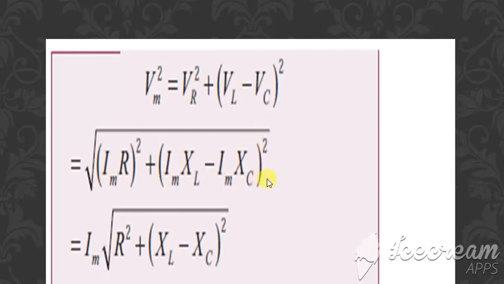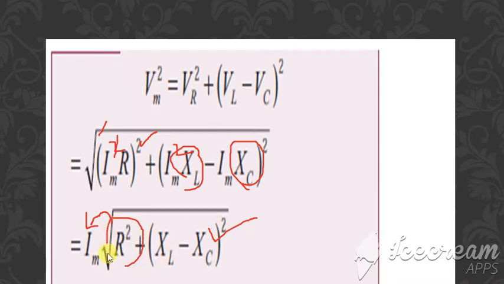Among this, what is common? Im square, because all of this is squared. If we take that Im outside, the square and the square root cancel, and we get Im into square root of R square plus (XL minus XC) the whole square. So this is the value of V.